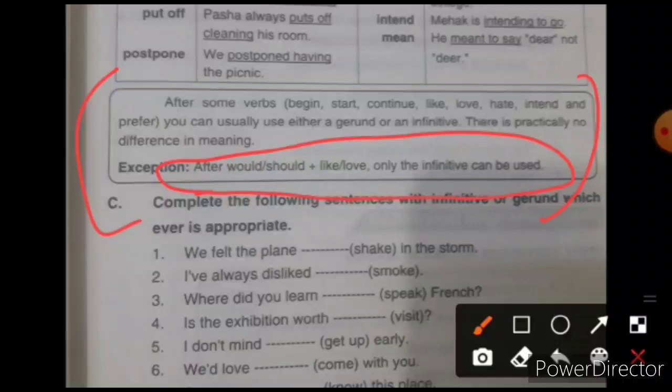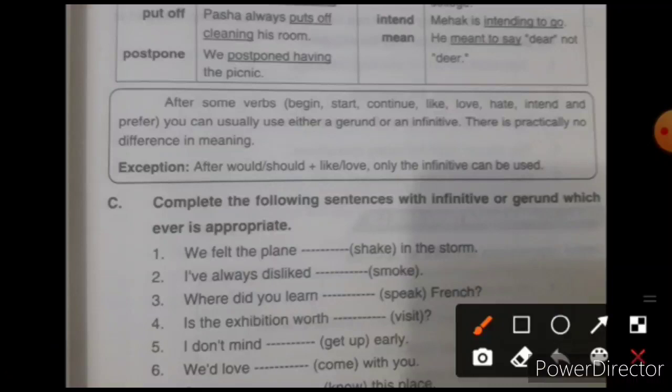Now over here, if you read at the top, after some verbs that begin, start, continue, like, love, hate, intend, and prefer, you can usually use either gerunds और infinitive. यहाँ पे ये कहा है ना, but नीचे इन्होंने क्या कहा है? इन्होंने नीचे ये कहा है कि when you are using would or should, अगर ये like भी या love would or should के साथ आएगा, तो then what you are gonna use? You are gonna use only infinitive, no gerunds over here. Okay, so let's go to the exercise and let's see.